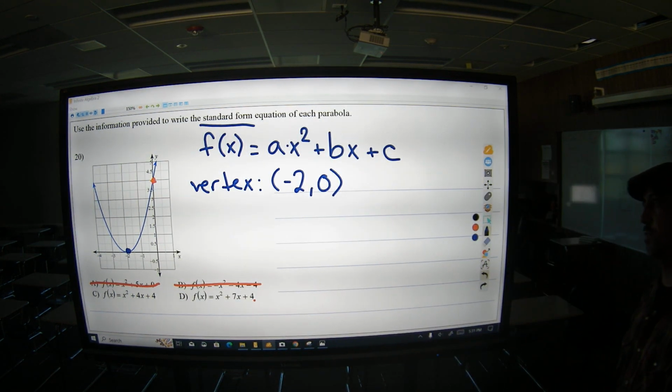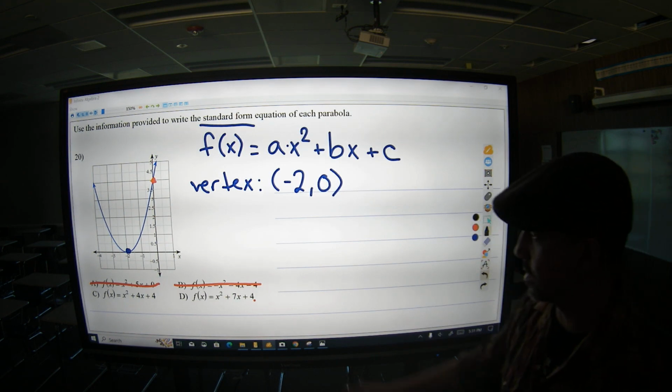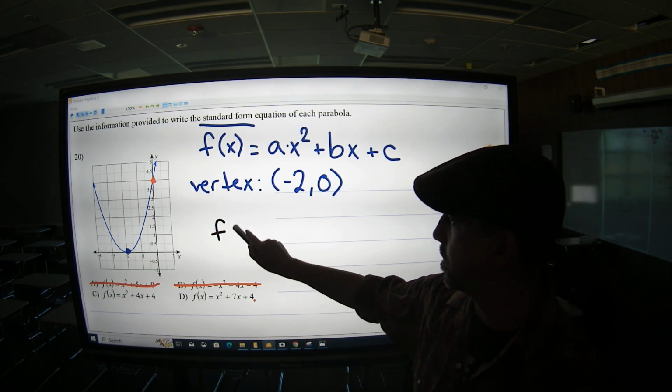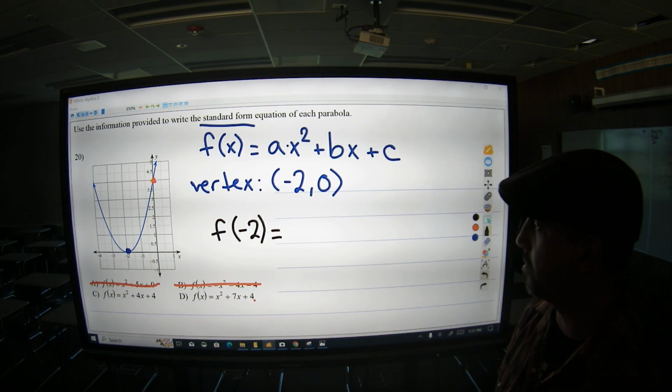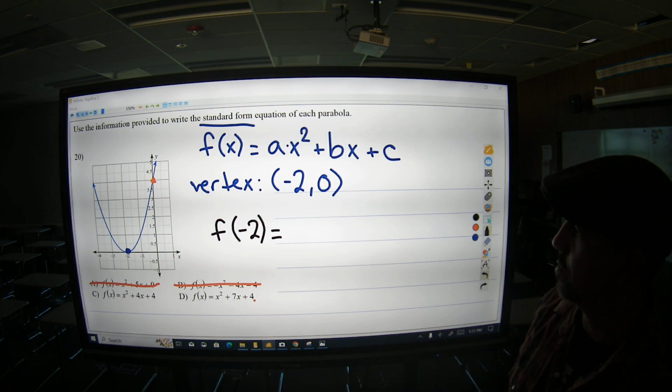That's one way that you could figure out how to do this problem. So we could try that right now. It's just as good as any technique to solve this problem because it's multiple choice. So let's calculate f of negative 2. And what that means, again, is that we plug in negative 2 into our equation and figure it out.